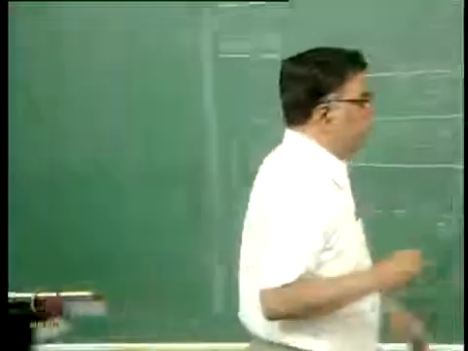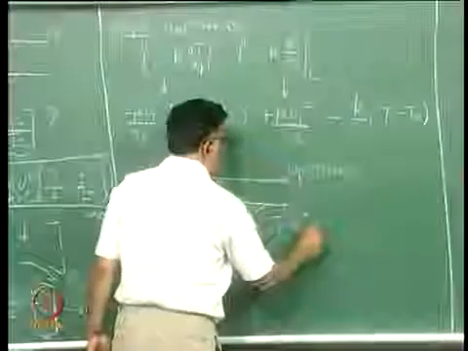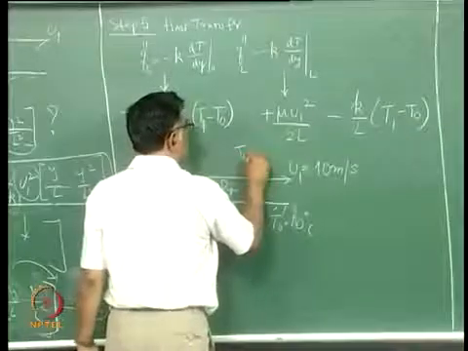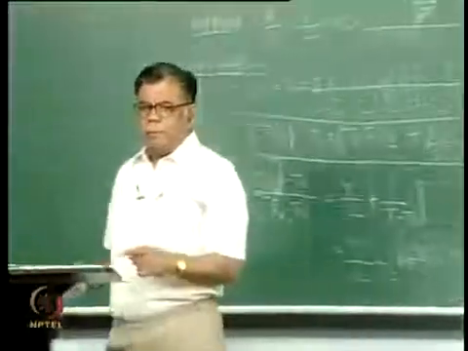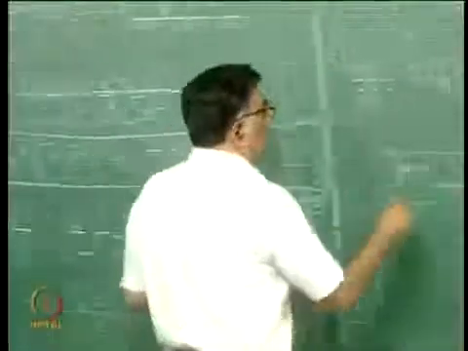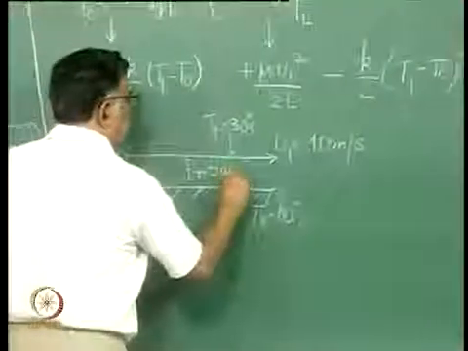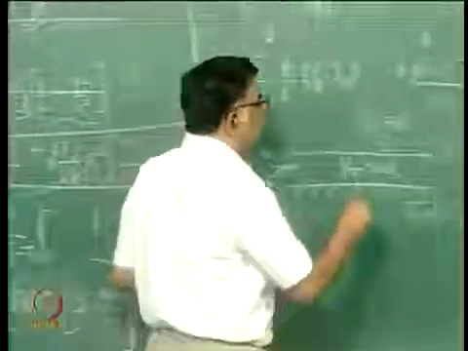Yeah, T0 is 10, T1 is 30. Is everything there? Prandtl number. Now, I want you to do this. Take air here, Prandtl number. Take water.